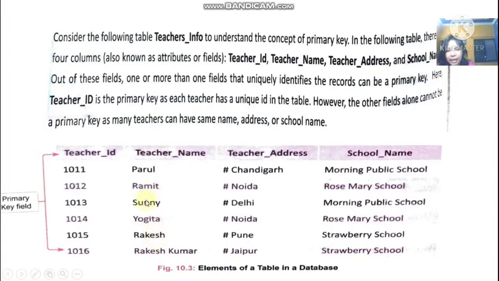Name can be repeated, like two names are same, Rakesh, Rakesh Kumar. So which Rakesh I am talking about, it will be difficult. Address also is getting repeated, Noida, Noida. School name can also be repeated. So this is the only field which uniquely identifies every record in the table. So this can be treated as the primary key of the table.